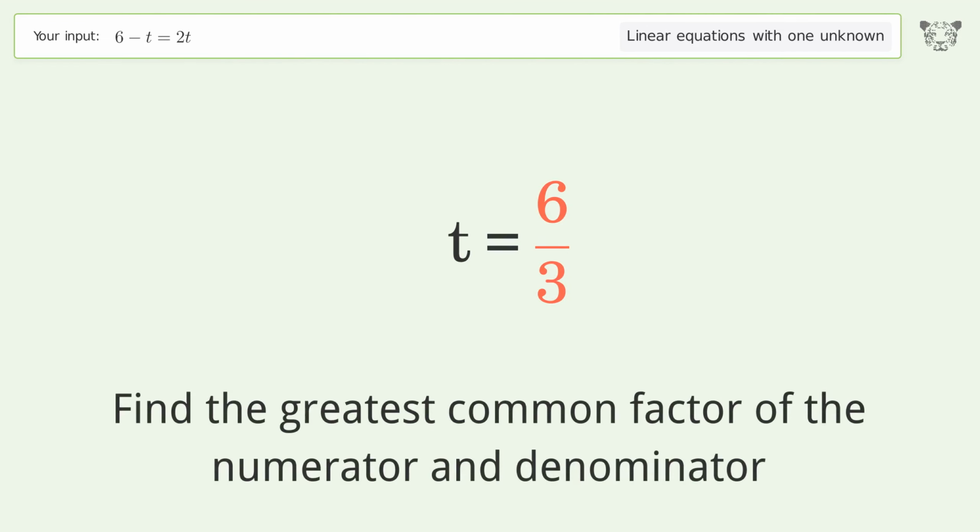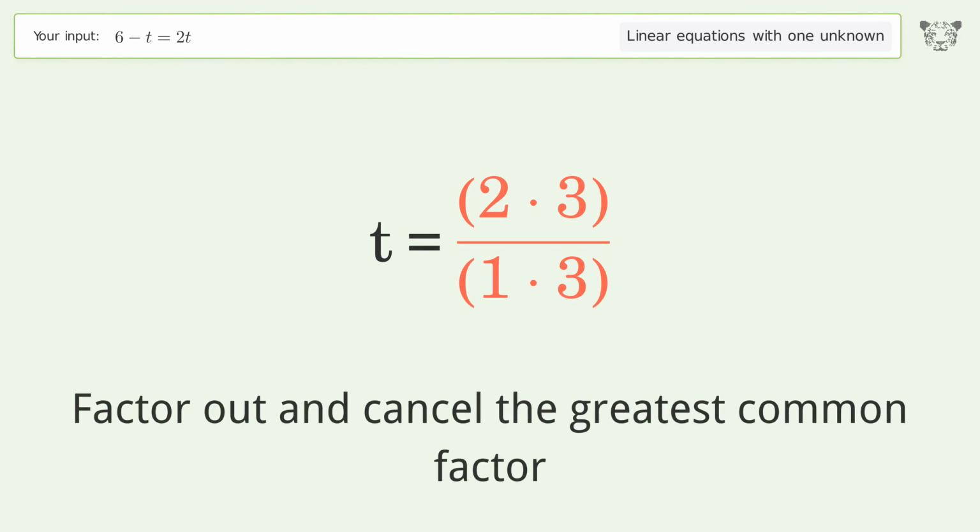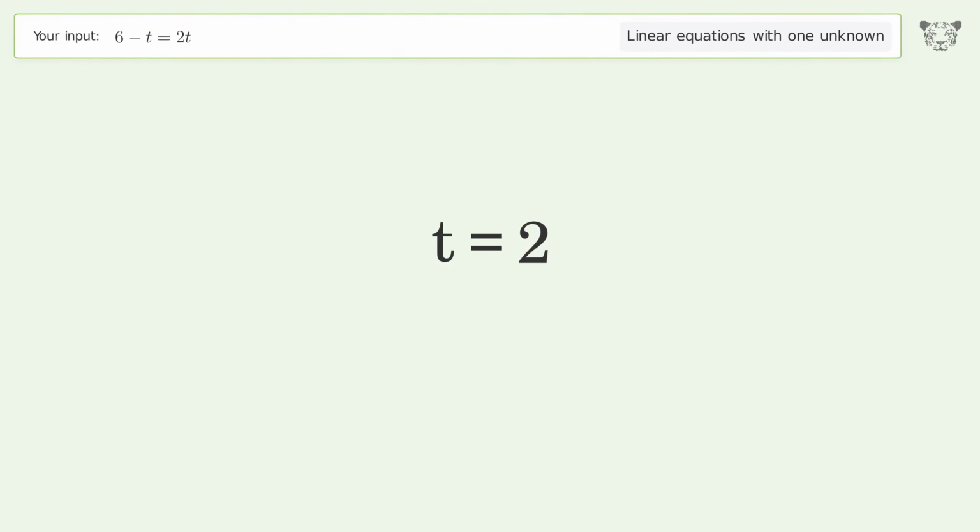Find the greatest common factor of the numerator and denominator. Factor out and cancel the greatest common factor. And so the final result is t equals 2.